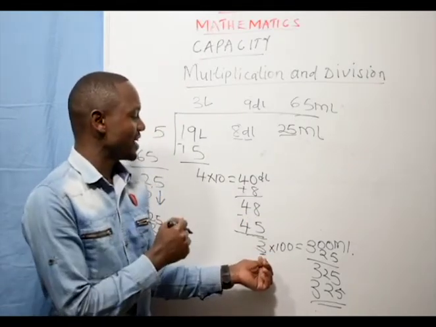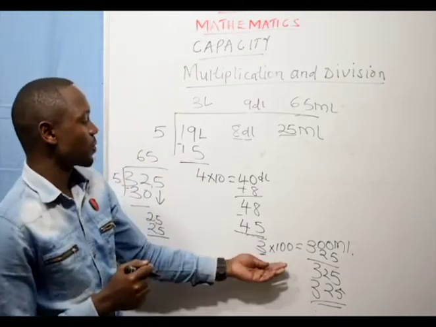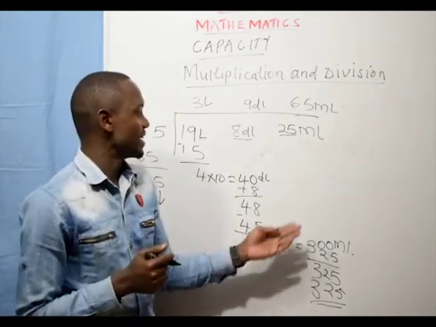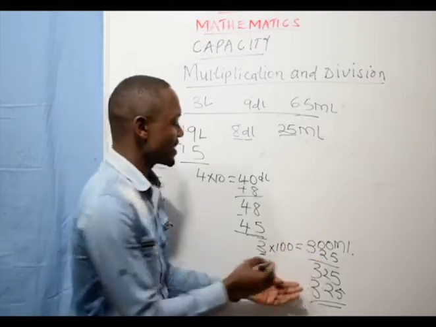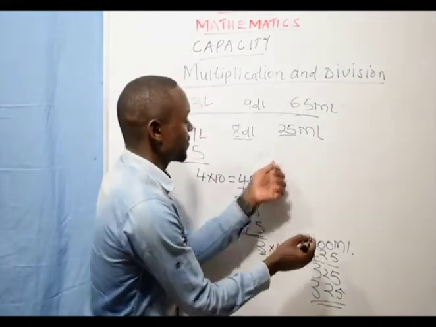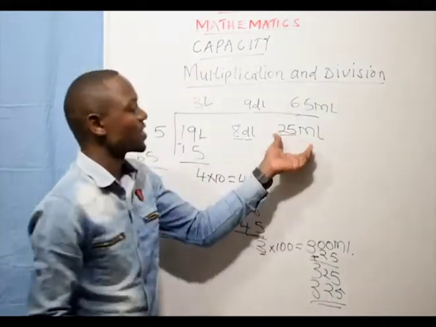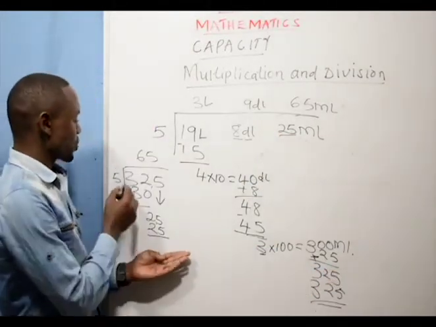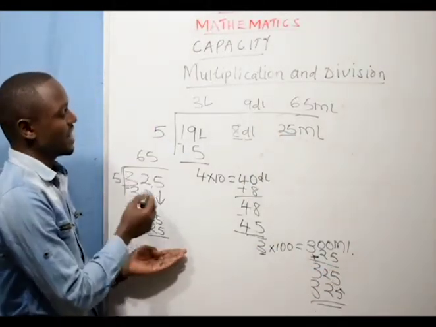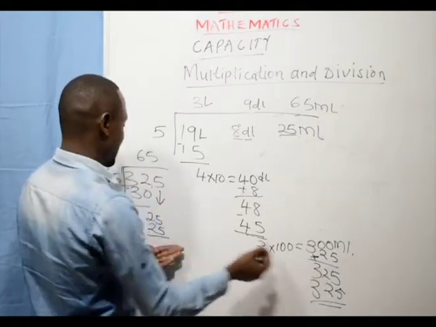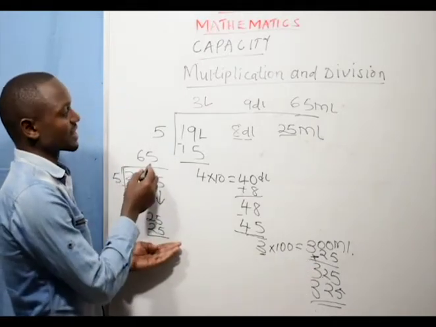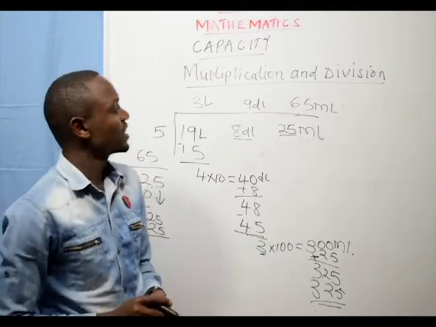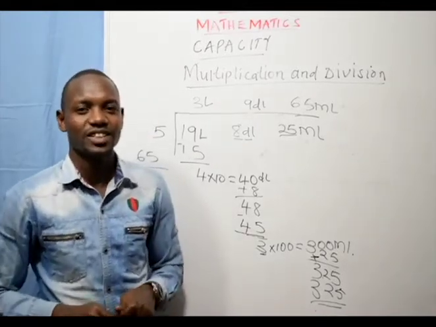Convert those 3 deciliters to milliliters by multiplying by 100. Then after multiplying, whatever you are getting, add the 25 which was on the milliliters side, so that you get 325. That is now what we've done on this side. We have divided 325 milliliters by 5 to get 65. And that is how we work out multiplication and division. Thank you.